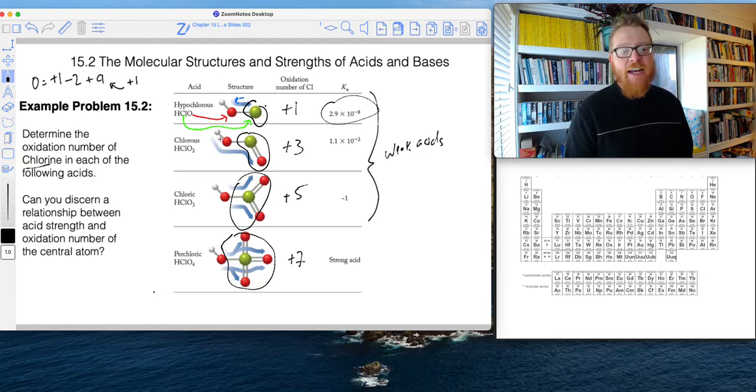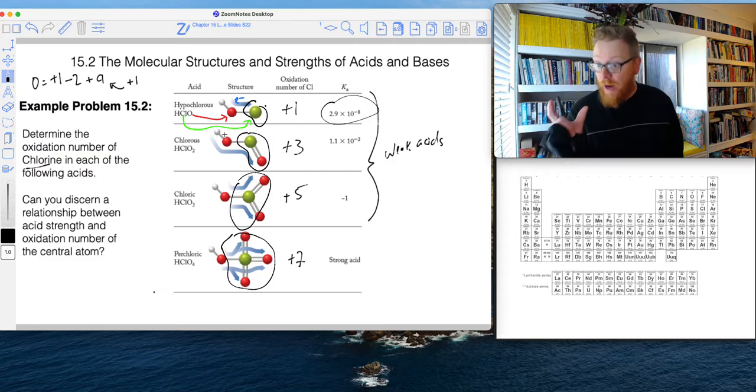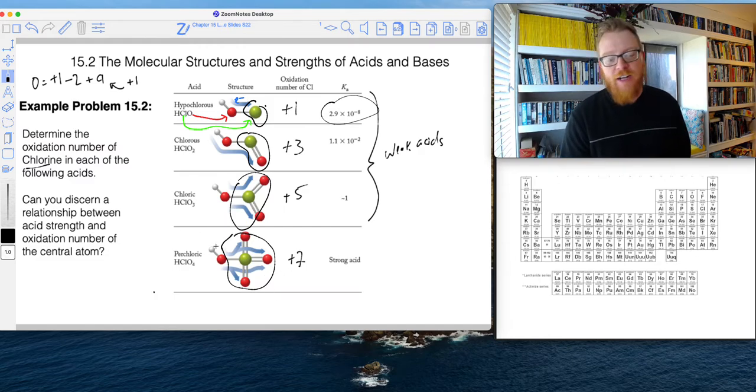And so that means this electron density is getting sucked out of this bond even more so. And you can see there's a huge increase in the Ka, which means this bond is more likely to break apart. Same with chloric acid at +5, so that's even more electron density getting sucked out of that bond. And then finally, perchloric is a +7 oxidation state, so it really wants to suck electron density out of that bond. And that's why perchloric acid will dissociate completely, because that HO bond is incredibly weak.